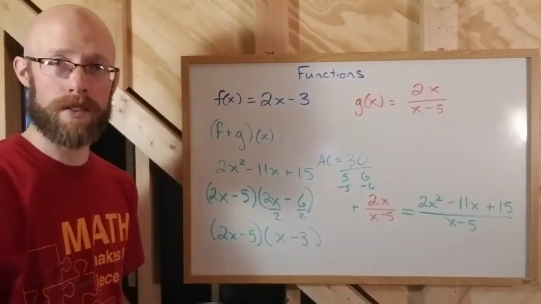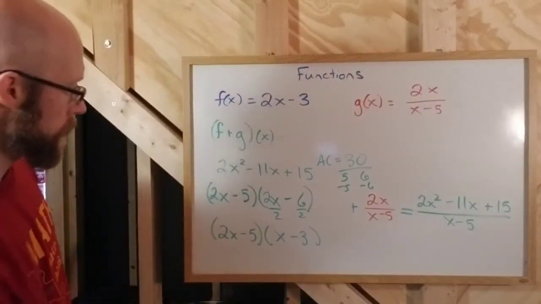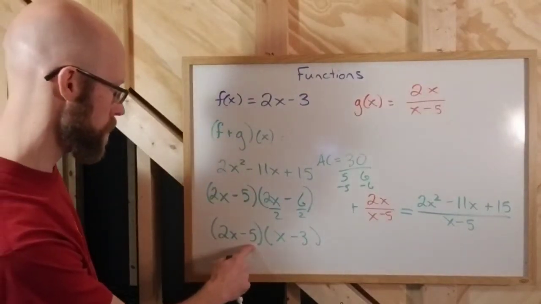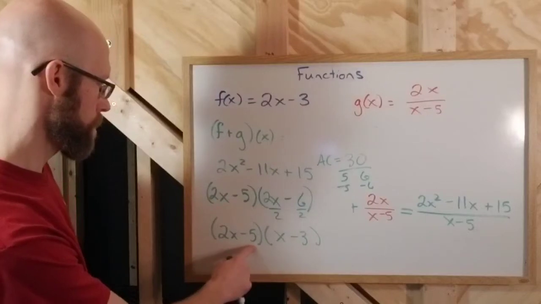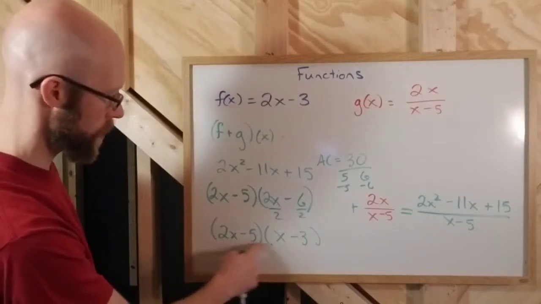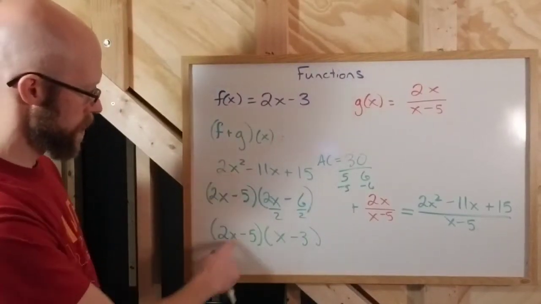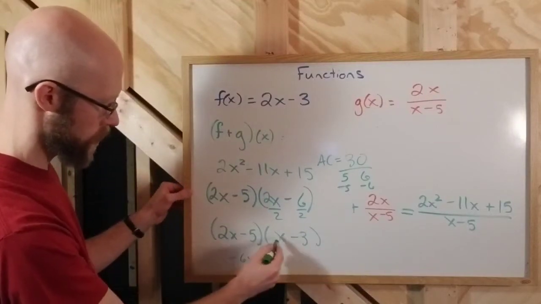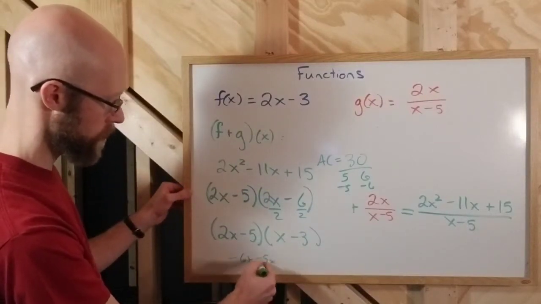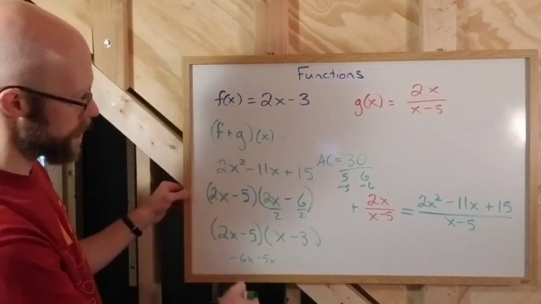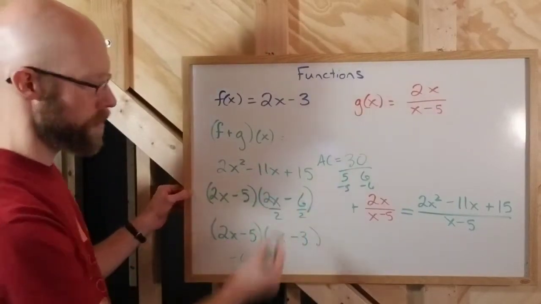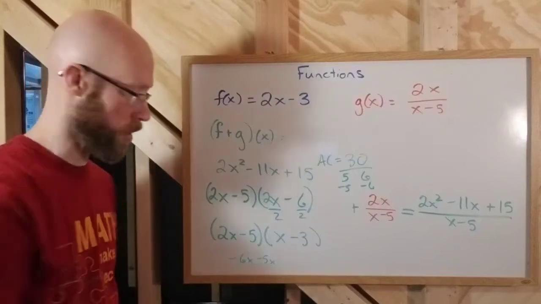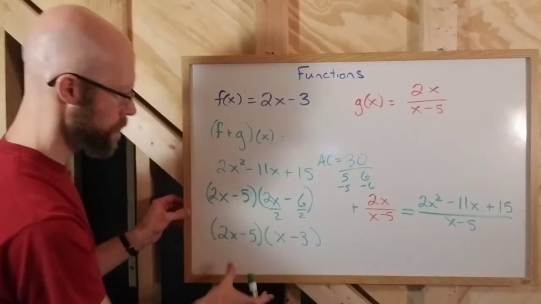Now you can check this, make sure I factored it right. 2x minus 5 times x minus 3. Well, 2x times x is 2x squared. 2x times minus 3 is minus 6x. Minus 5 times x is minus 5x. That combination gives me the negative 11. The negative 5, negative 3 gives me the positive 15. So this will work out when I redistribute.